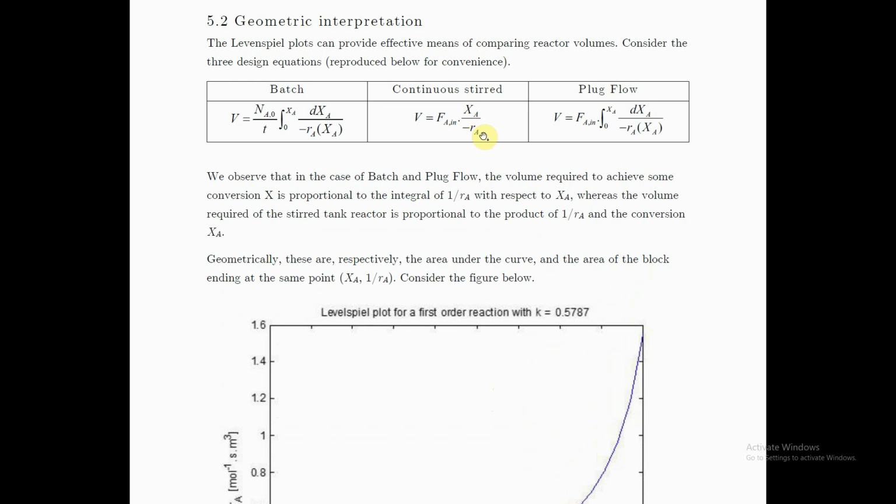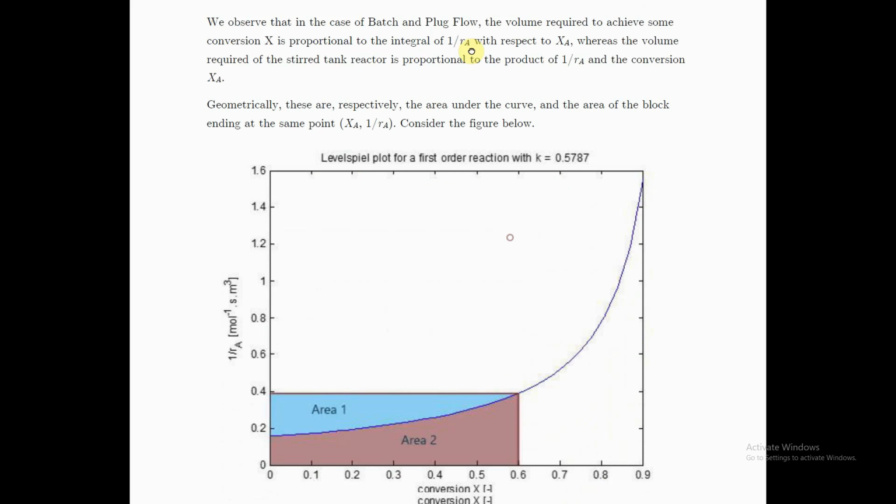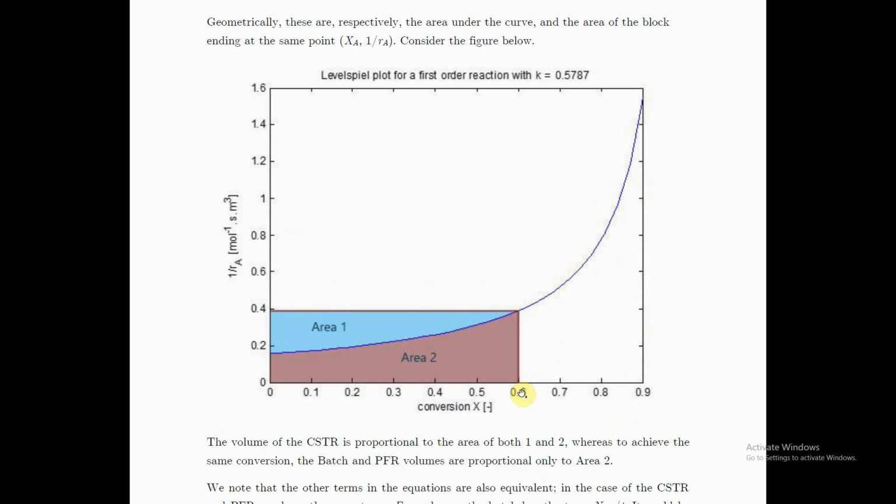Now let's look at the CSTR. The CSTR is saying we are taking XA and dividing by minus RA. Another way to say that is it's XA multiplied with 1 over RA. So the easiest way to do that is to look for that XA value. We've specified 60%. We look up here and that tells us what the 1 over RA value is. So there's 1 over RA, close to 0.4. That height 0.4 and that distance 0.6.